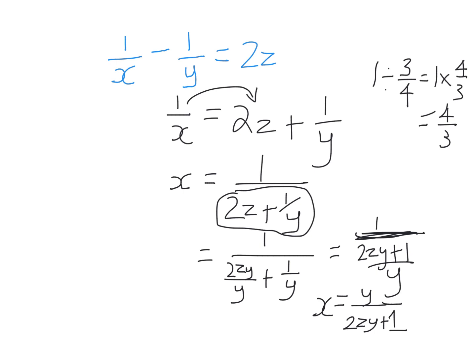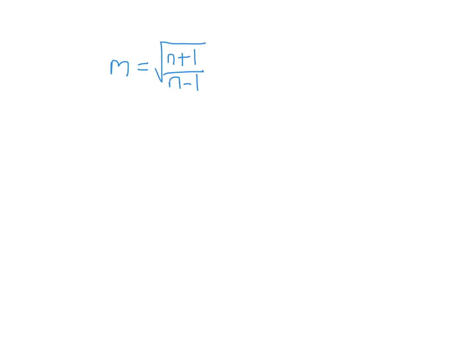Let's look at one more example. So here I have a formula in which m is the subject. I'm going to make n the subject. So let's undo what's been done to n. So first thing I'm going to do is get rid of the square root by squaring both sides. So square m. Now if I square this side, as I said, I'm just going to get rid of the square root. Okay, so what do I do now?